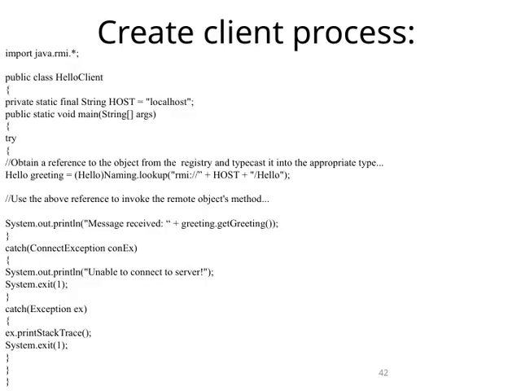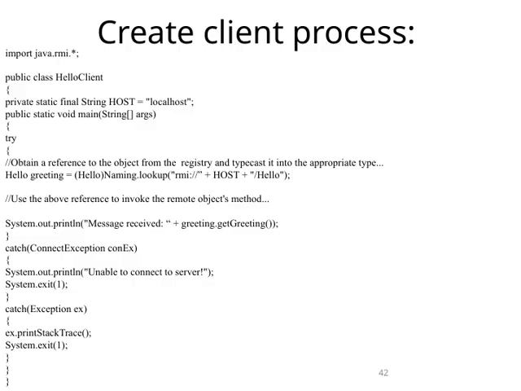Now let's take a closer look at the client-side code for our RMI application. The first thing to notice is that we're importing java.rmi to access the necessary RMI classes. The class is called HelloClient, and we define a constant host set to localhost, which points to our server. In the main method, we start with a try block because remote calls can sometimes fail, and we need to handle those exceptions properly. The key step here is obtaining a reference to the remote object.